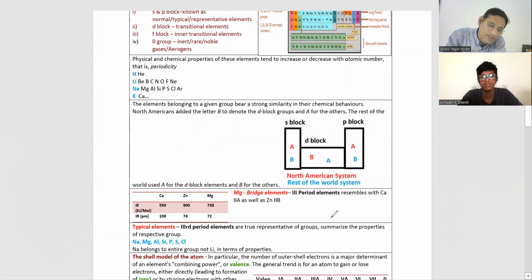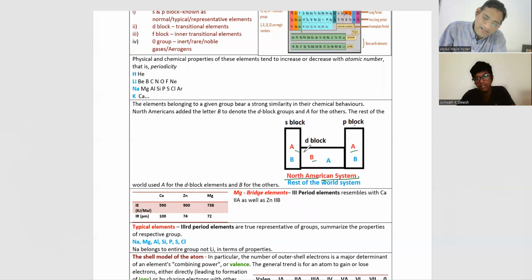Now see, this point is very important and very confusing too. This red color is the North American system. S block elements and P block elements are A group elements and D block elements are B group elements according to the North American system, except in the NCERT book. In every book for entrance examination, this North American system is followed. But in the NCERT book, the rest of the world system is followed. I don't remember which system they have followed in your ISC books, that you need to check, but you should know both, whatever they may be asking you.